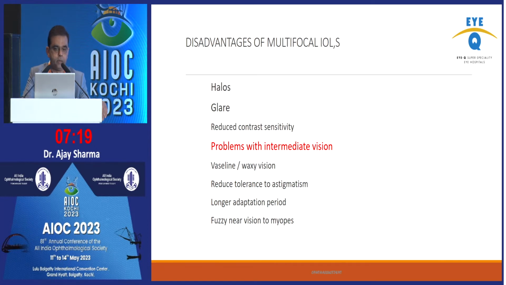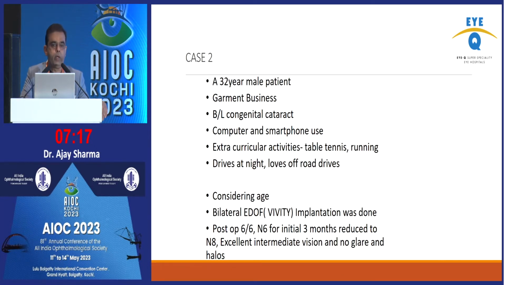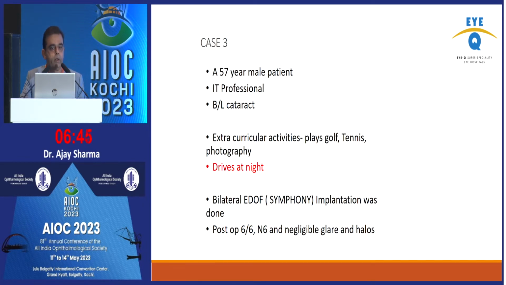So this is a second case, a young patient with congenital cataract, a garment businessman. He drives at night and loves off-road drives. Extracurricular activities: young patient, table tennis and running. We considered an EDOF lens here. EDOF is an extended depth of focus lens. This implantation was done, and the patient is 6/6 and N6 for the initial 3 months, but reduced to N8 after 3 months. The intermediate vision in this patient is excellent, because this is what the EDOFs do.